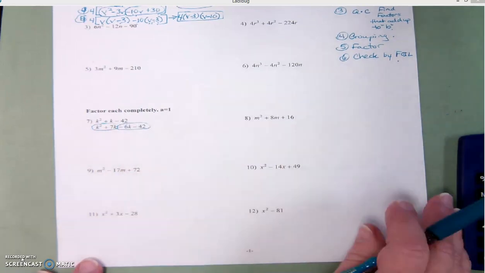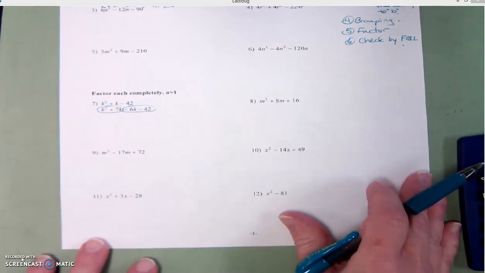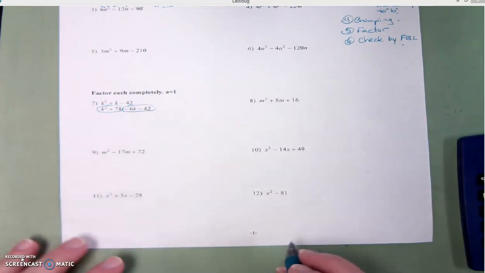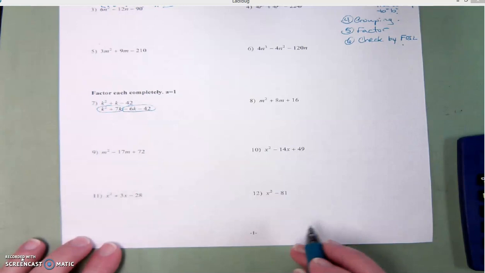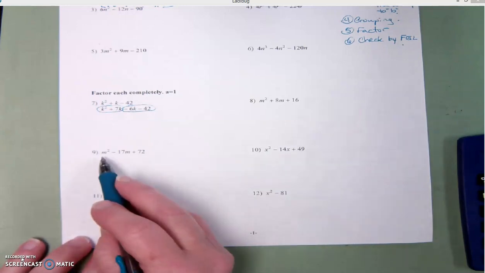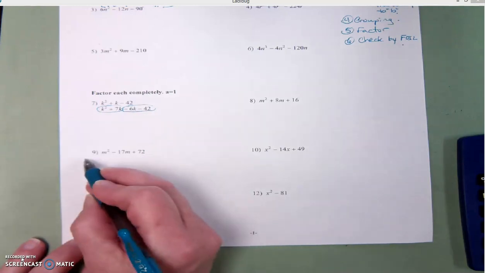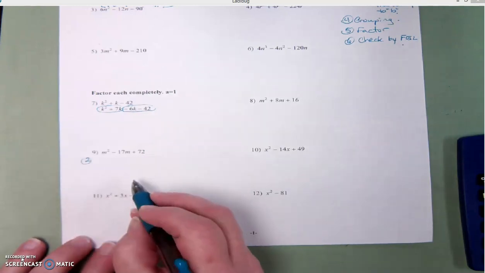So since we have that part, I'm going to work on number 8 for you, because you may need to see that again. So my first step is to look for the greatest common factor, and I don't have one. I can't factor anything else out. So my second step is to split it.